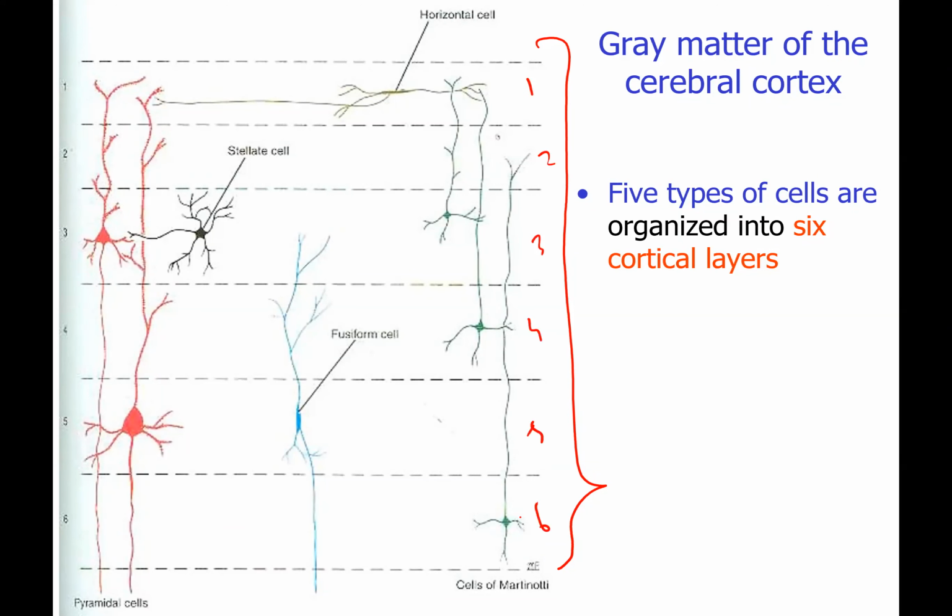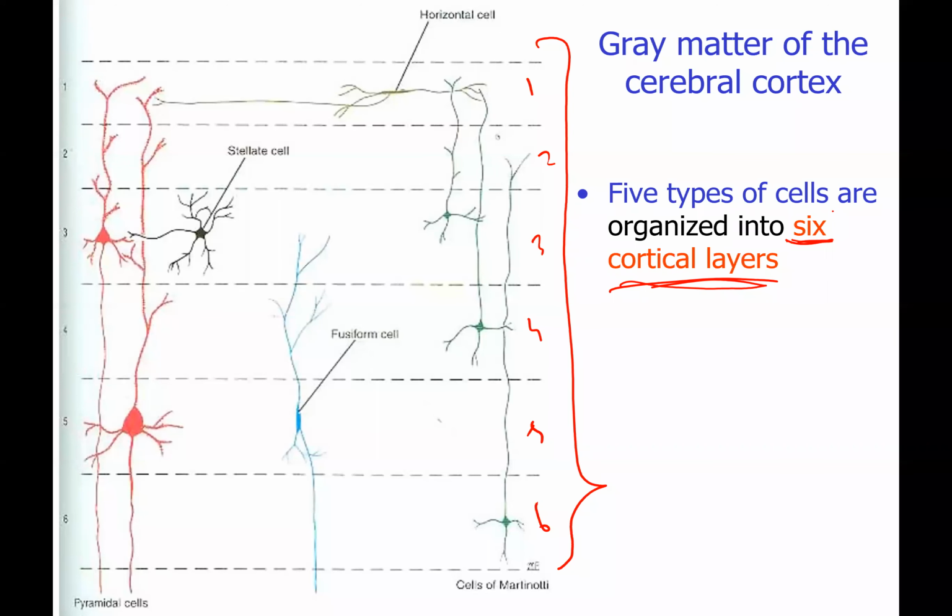There are 6 cortical layers in the cortex, and there are 5 types of cells found in these 6 cortical layers. You can remember that there are 6 cortical layers, and that there are 5 types of cells. That much is enough at your level.